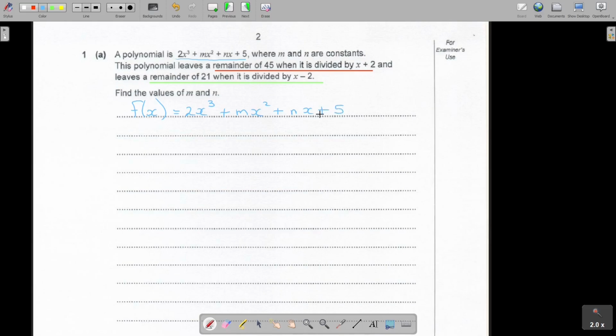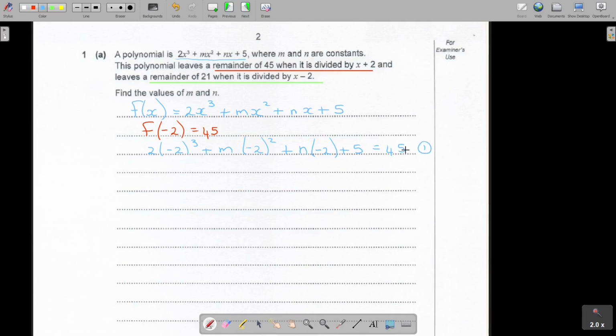If it's x plus 2, I can already see that if I substitute negative 2, I will get a remainder of 45. That's going to give me negative 2 cubed plus m times negative 2 squared, please concentrate on those exponents, plus n times negative 2 plus 5, and that's going to be equal to 45. Let's make this equation 1. It's good to number it.